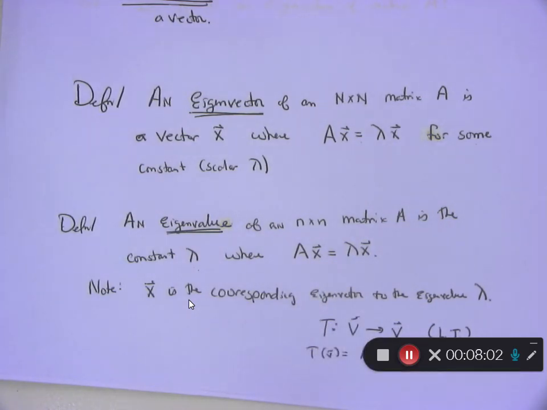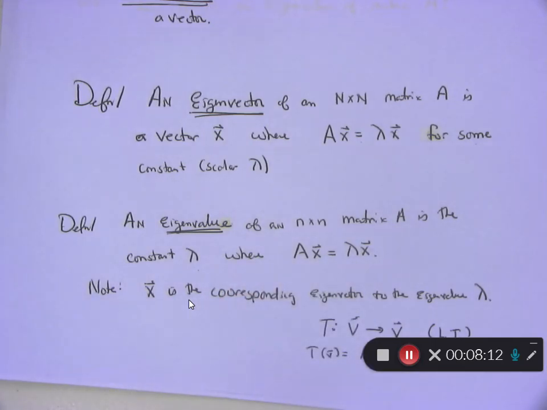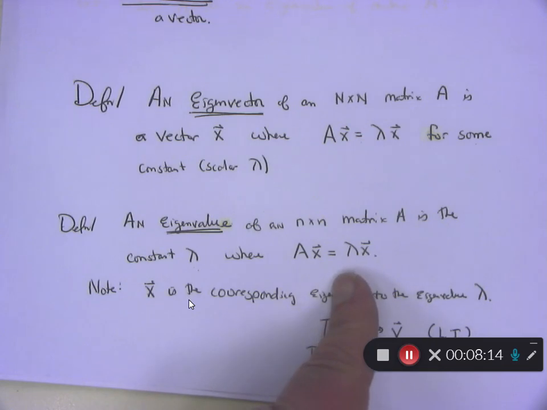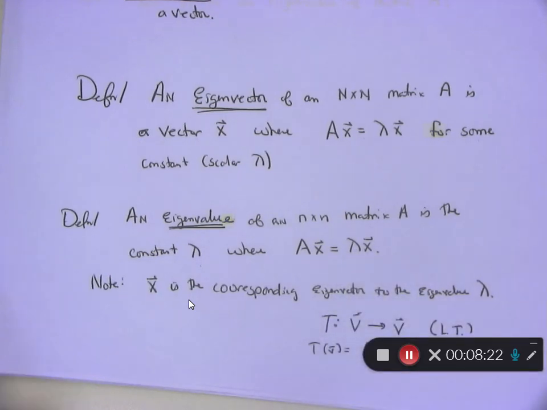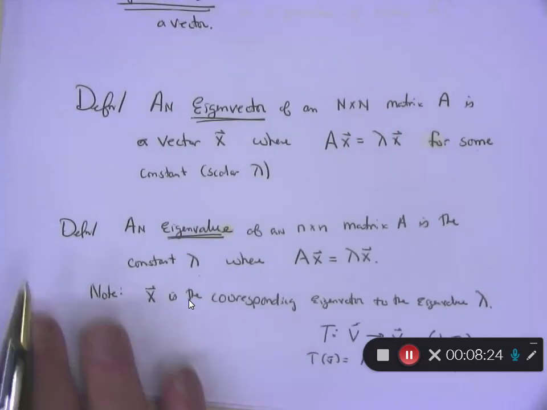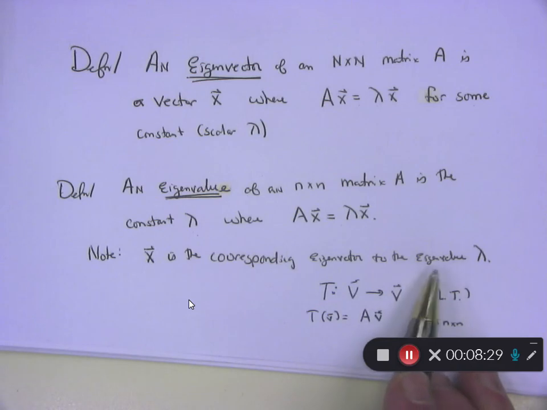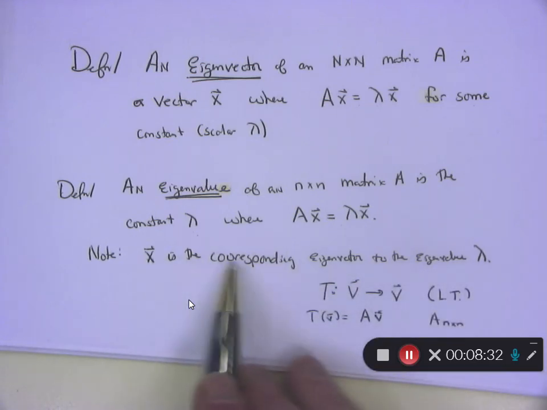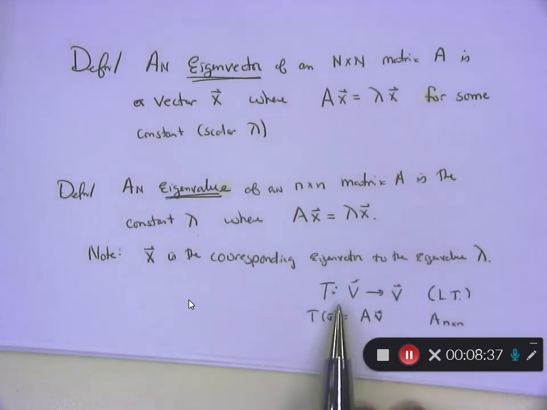So when you have an eigenvector, you also have an eigenvalue. The eigenvalue is the constant that the matrix is acting like, and the eigenvector is the vector that, when you multiply it by the matrix, acts like a constant being multiplied. So this is a combination pair: eigenvector with eigenvalue. Eigenvalue is the lambda, eigenvector is the x. Note that x is the corresponding eigenvector to the eigenvalue lambda. They are connected.